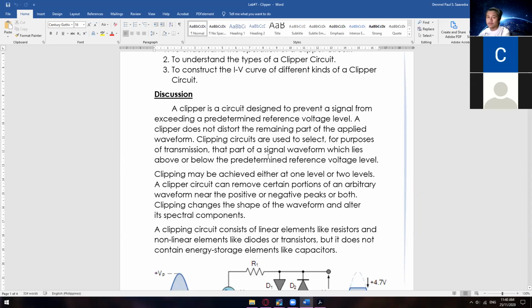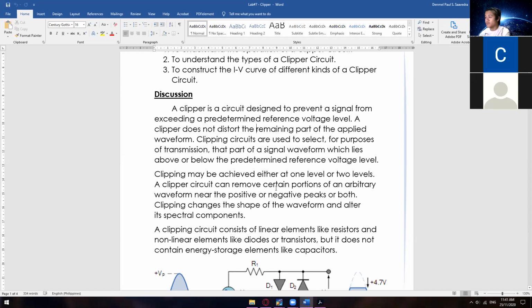Let's say your maximum voltage for the positive side is 5 volts, then it will clip the remaining, 5 volts onwards. Or on the bottom, it could clip negative 5 onwards up the negative half cycle, depending on your circuit. Clipping may be achieved either at one level or two levels.